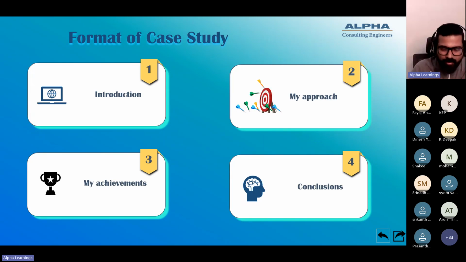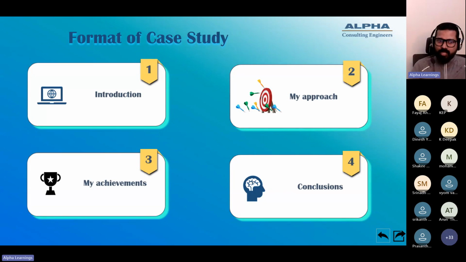Then you have to go to my approach. In my approach, you will write about the key issue or the challenge that you have faced in the project. Generally, many candidates start my approach with the background of the key issue, meaning how the key issue has arisen in the project. Then they write about the key issue statement, and finally they write the options that they have used to mitigate the challenge, and they do the option analysis in the my approach section.